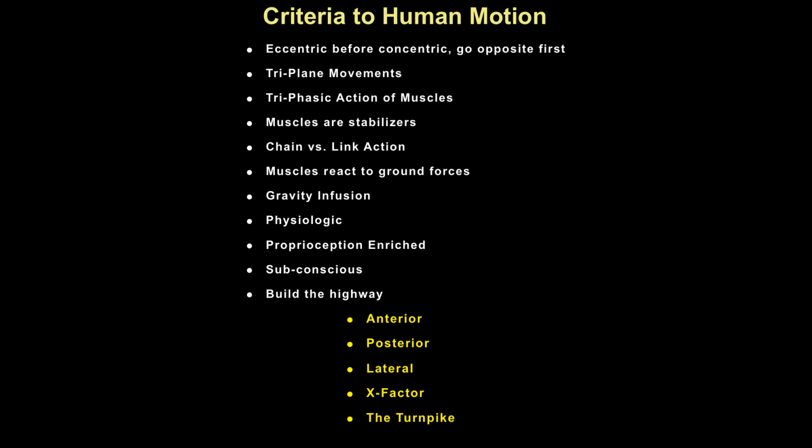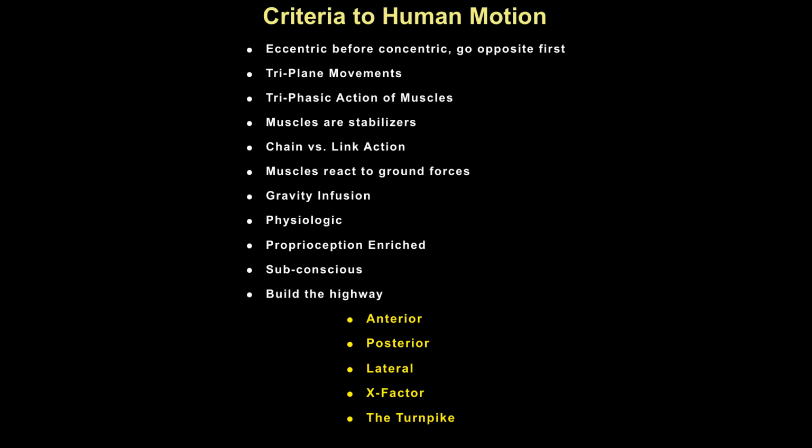And lastly, build the flexibility highways. There are 6 flexibility highways. The anterior, which is designed to improve extension moments. Posterior, which affects flexion moments. The lateral flexibility highway, that will enhance the frontal plane reactions.